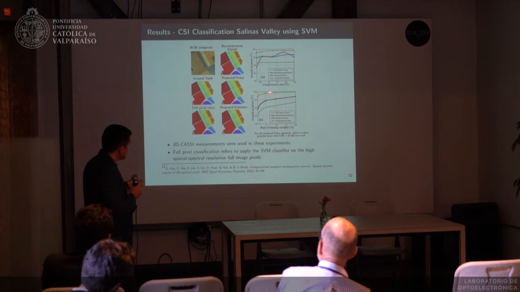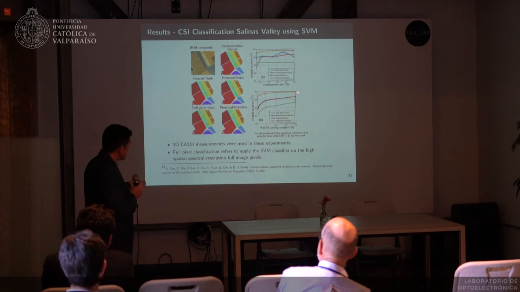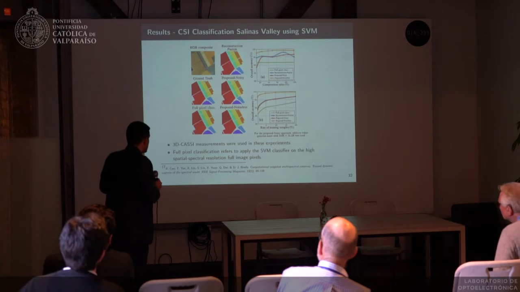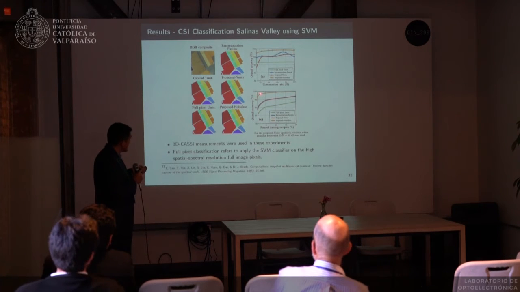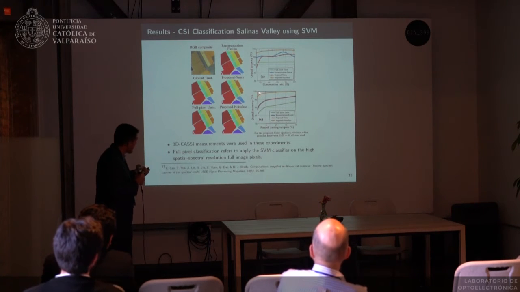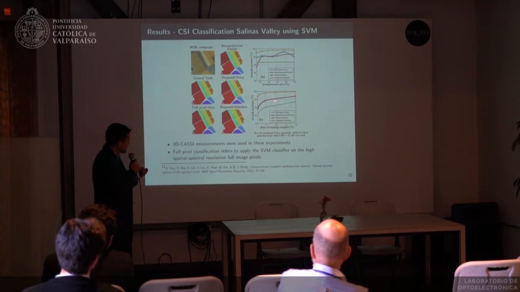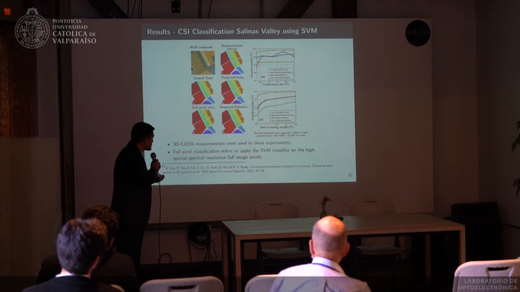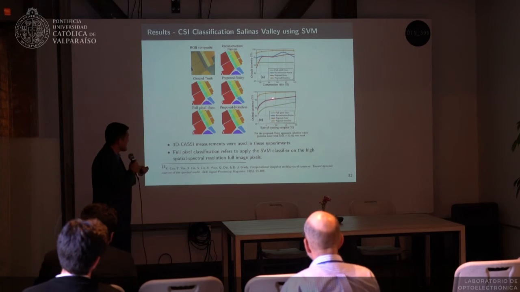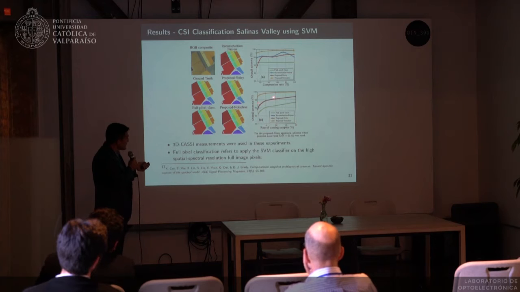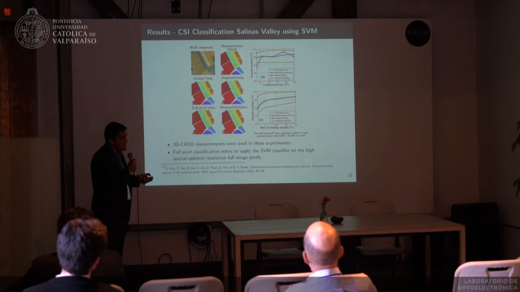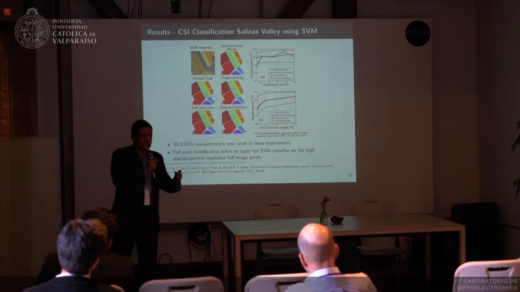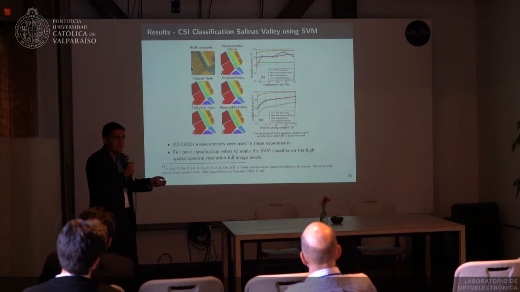This is what happened when you don't have noise, without any noise. But when you have noise, of course, the performance decreases. And the red one is with the proposed method, and the blue one is when you first reconstruct the data and after apply the classification algorithm.